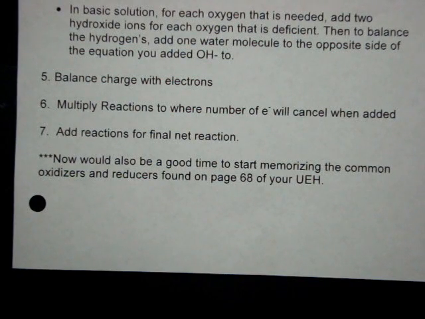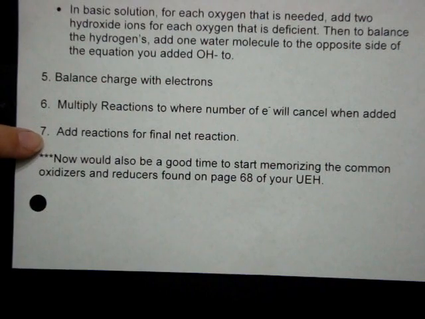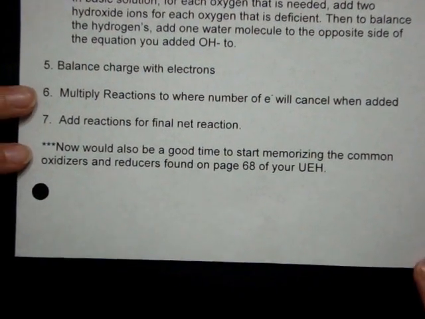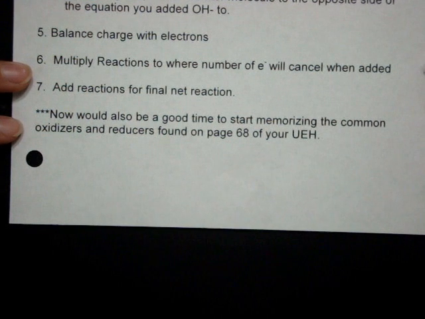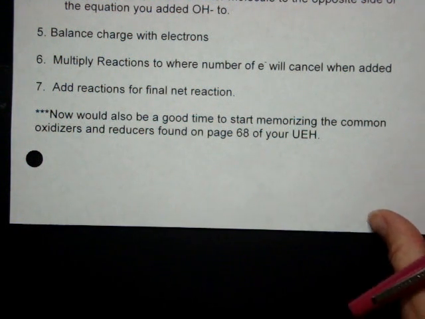If the number of electrons in each half reaction is not the same, then you have to multiply them until you get the same number of electrons on opposing sides, and then add them up. I made a note down here about starting to memorize stuff on page 68 of your Ultimate Equations Handbook. Just look at it for now. This will not really be required until the spring, but be aware that in the Ultimate Equations Handbook, you may or may not always be given the products of one of these. For this particular unit, unit 3, you will be given the products, but eventually you'll have to learn to do them.